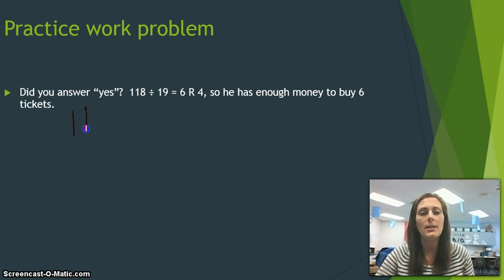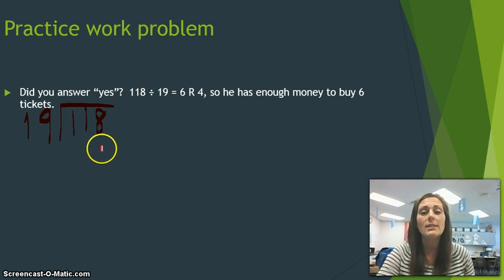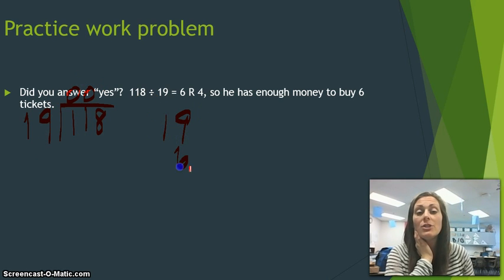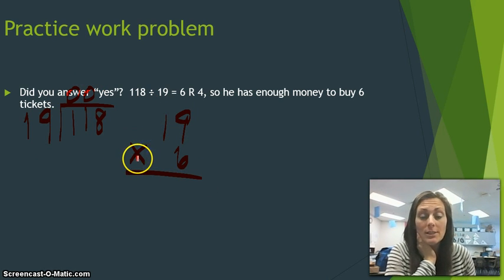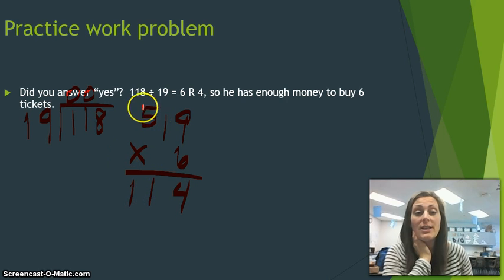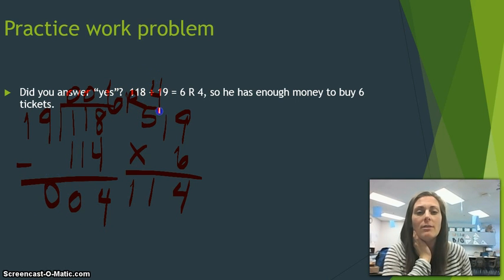So 118 divided by 19. She has $118. Each ticket costs 19, and we want to see if she has enough to buy 6 tickets. So if we divide that out, 19 times, I'm going to just try 6 because we know she needs 6 tickets. So 6 times 9 is 54. So 6 times 1 is 6 plus 5. That's 11. That's 114. Yay! Okay, so 6. That's 114. Subtract that. So she has 6 remainder of 4.